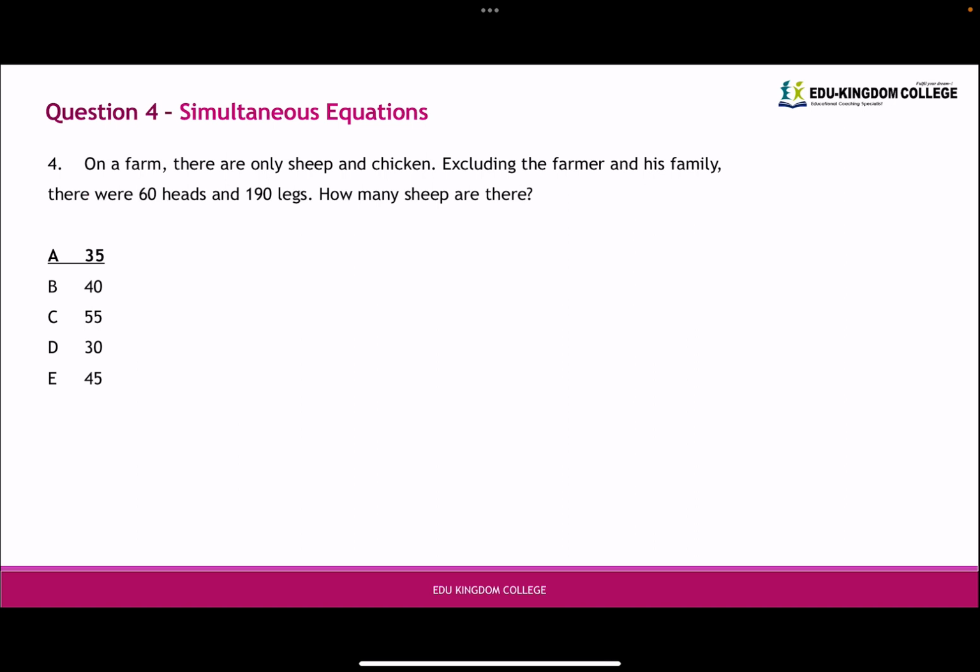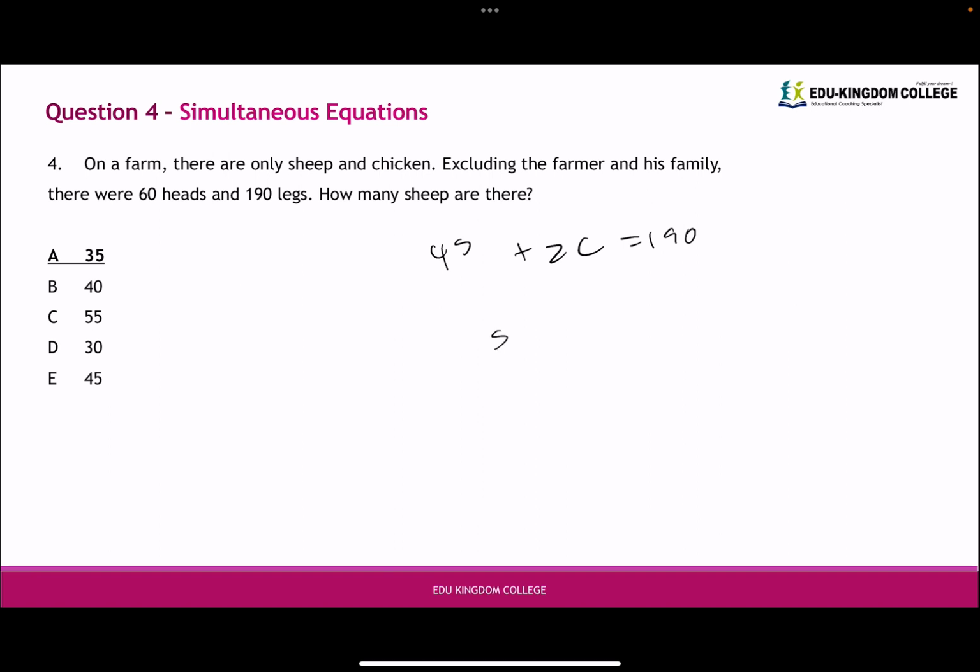Now, on a farm, there are only sheep and chickens, so I'm going to call it s and c. There were 60 heads and 190 legs for just the animals, not the humans. How many sheep are there? So, let's look at legs first. How many legs does a sheep have? 4. So each sheep is going to contribute 4 legs. So I'm going to do 4 times the number of sheep. And chickens have 2. So I'm going to do 4s plus 2c equals 190.